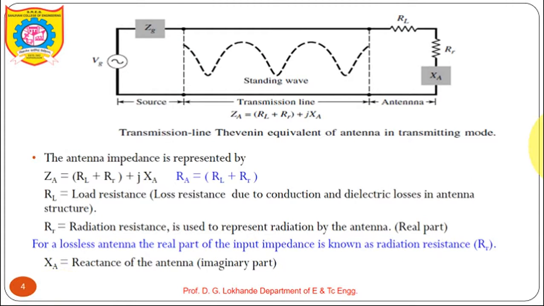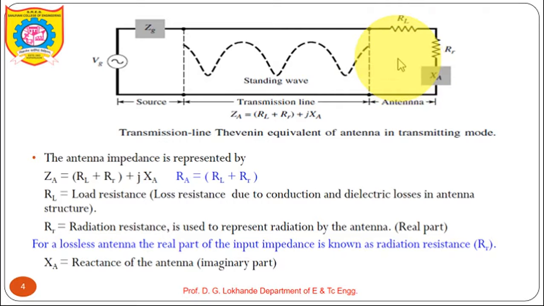Then this is the equivalent circuit of the antenna, where the transmission line Thevenin's equivalent circuit is available. It is the generator having the impedance Zg, which is normally the source. Then this is the transmission line where the signal is guided properly, and this is the antenna part. The signal travels on the transmission line, it will be accepted by the antenna, and it will be radiated through the antenna itself.